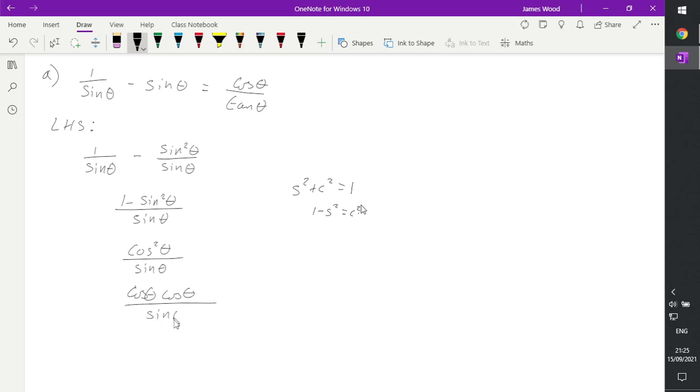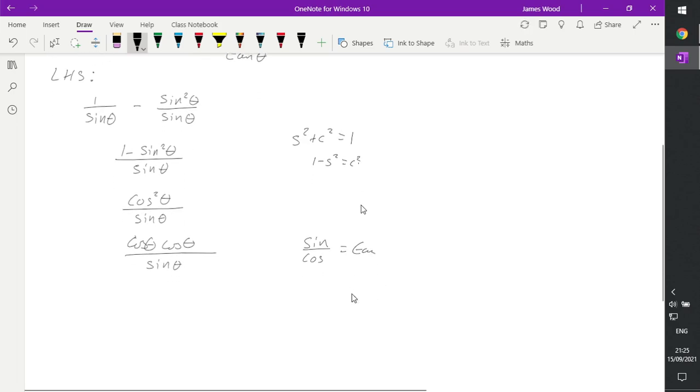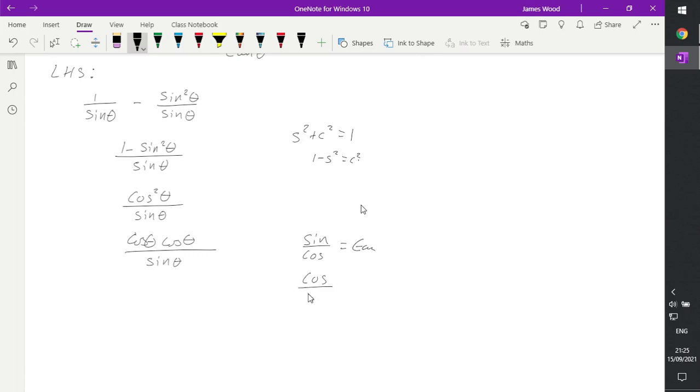over sine theta, we know that sine over cos is tan. So that would mean that cos over sine is going to be 1 over tan. So here I've got cos theta over sine theta times cos theta. That's basically what this fraction is. Instead of cos over sine, I could write 1 over tan theta times cos theta, which then gets me to my desired result of cos theta over tan theta.